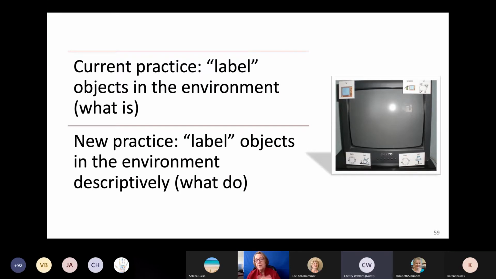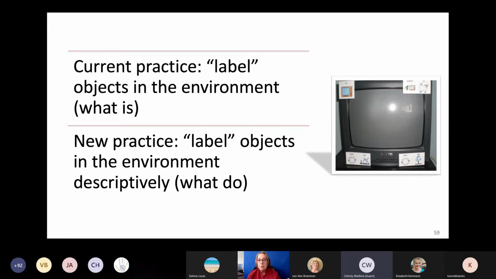Now this is a photo that's quite old because the TV shows how very old this photo is. In our current practice of labeling environments, and this is out of somebody's home, the family would have labeled that TV with the picture of TV on it.